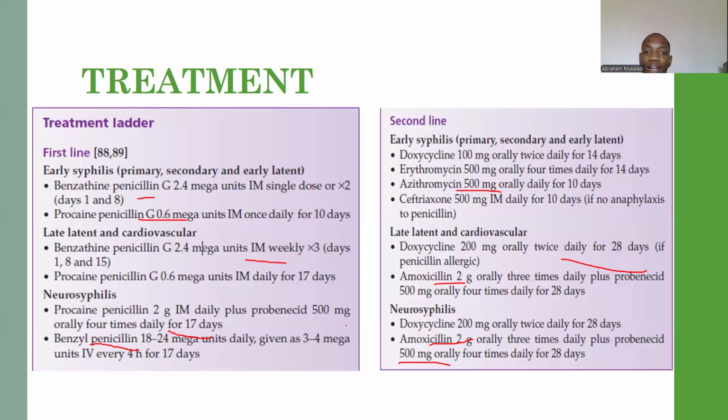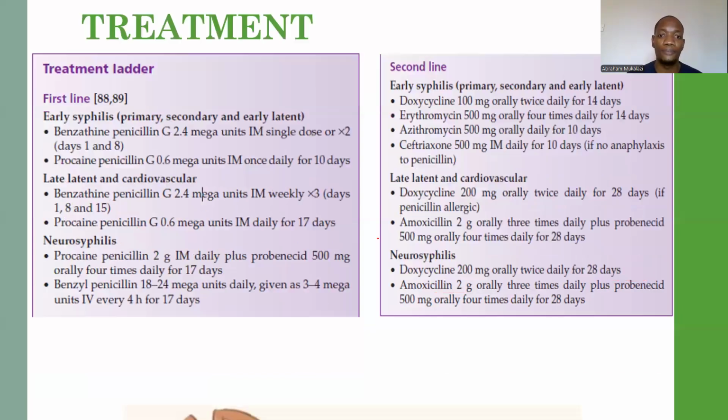So with syphilis, when it comes to treatment, you first have to categorize which type of syphilis you are dealing with. Is it primary? Is it secondary? Is it tertiary? Is it having cardiovascular involvement or not? Then you can know which particular medicine to use and how to give each drug.